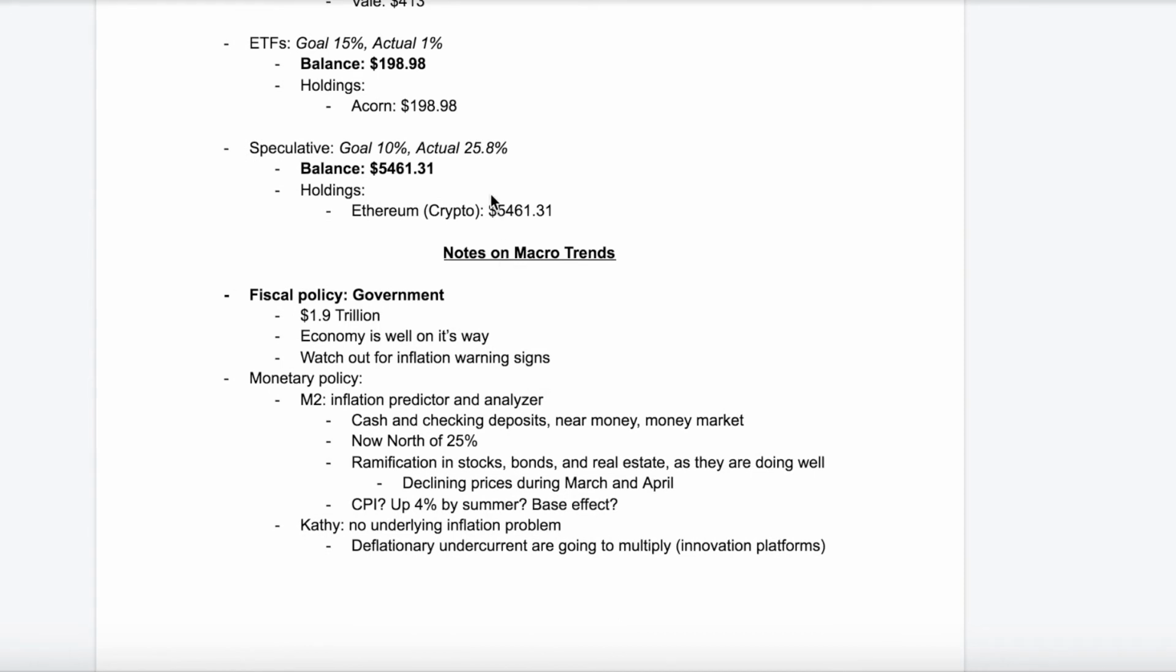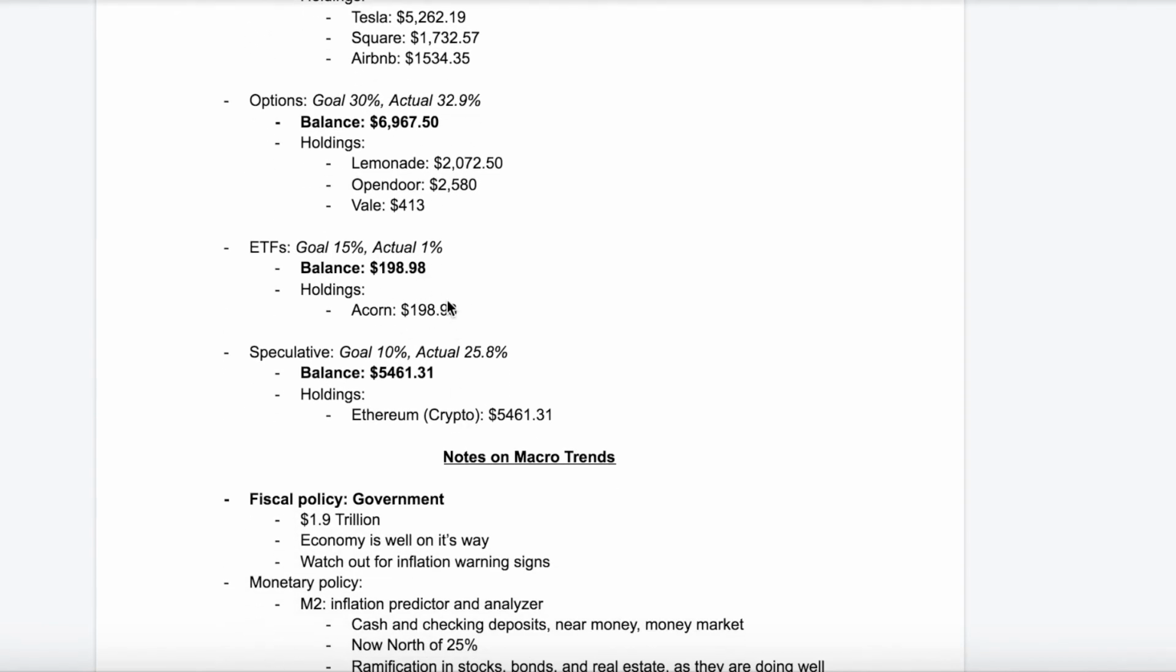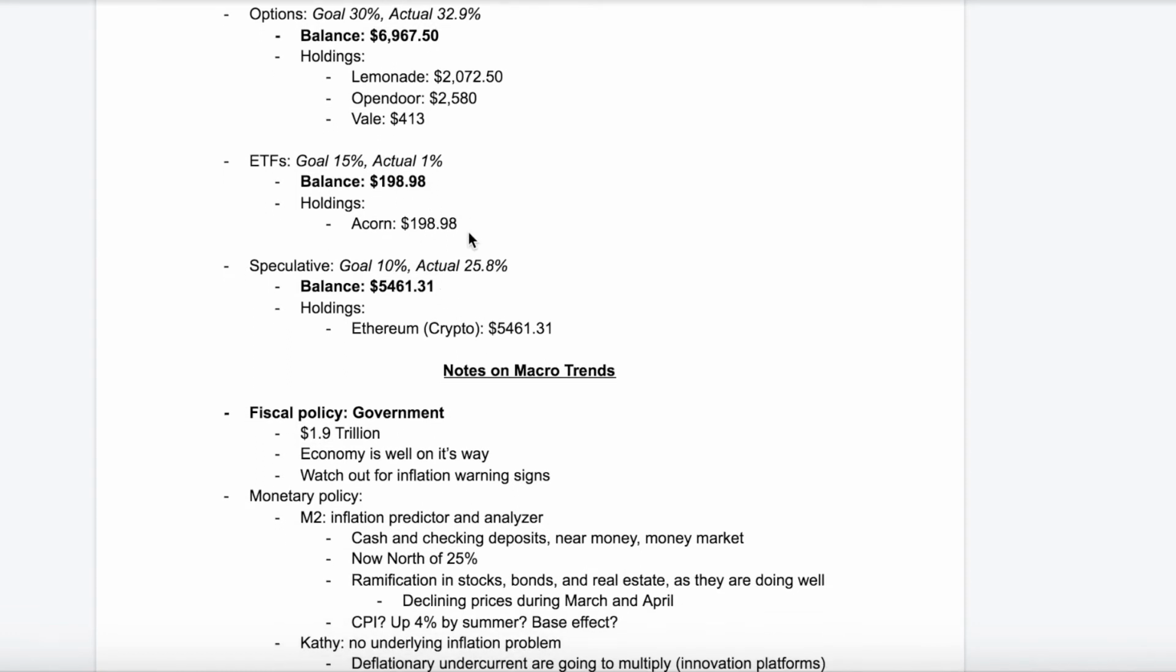Moving on to my ETFs, which is more of a conservative plan in order to conserve my risk here. My goal is to have it at 15%, but as you can see, it's actually 1%, which is very sad. I have to balance out my risk here, hedge against my risk, and be more safe. So I have to rebalance my entire portfolio by moving things, maybe a little bit from options down to my ETFs.